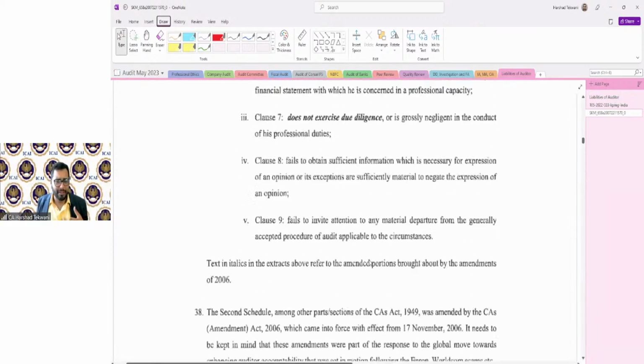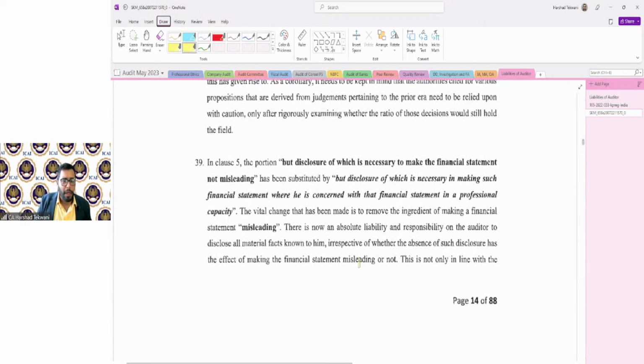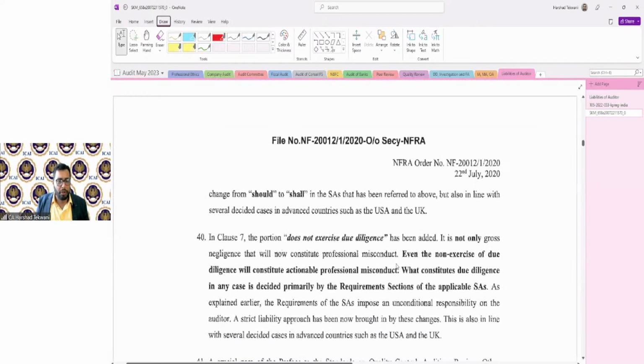Where they have specified clause 5, 6, 7, 8, 9, and they have discussed how it leans more to the side that decides the civil liability of the chartered accountant. Okay, I'll just take you to the particular point I was discussing. In clause 5, the portion "but the disclosure of which is necessary to make the financial statement not misleading" has been substituted by "but the disclosure of which is necessary in making such financial statement", where he is concerned with the financial statement in a professional capacity. Now, this says that there's an absolute liability and responsibility on the auditor to disclose all the material facts known to him, irrespective of whether the absence of such disclosure makes the financial statement misleading or not.